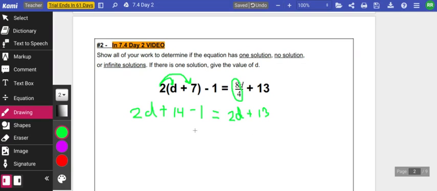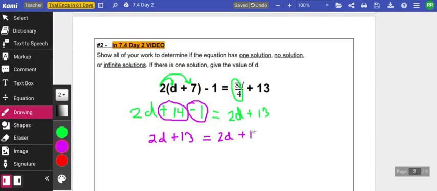So my parentheses are gone. Now I'm going to combine like terms. I do have like terms over here on the left side because 14 and -1, those are constants, right? They don't have a variable, so they can be combined. So I'm going to bring the 2d down. Of course, 14 minus 1 is positive 13. Equal to, my right side is also 2d plus 13.